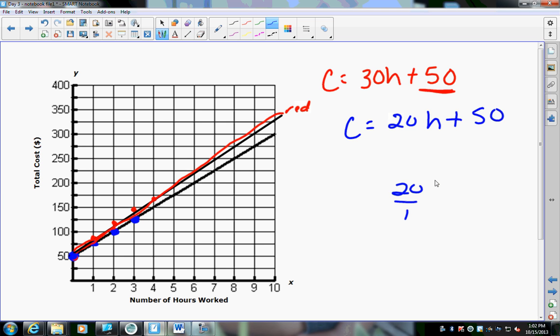20 over 1, to go up 20 to the right 1. So I'm starting here, and I'm almost to 25. And over 1. Almost to 25 and over 1. I'm just a little bit lower than that black line.